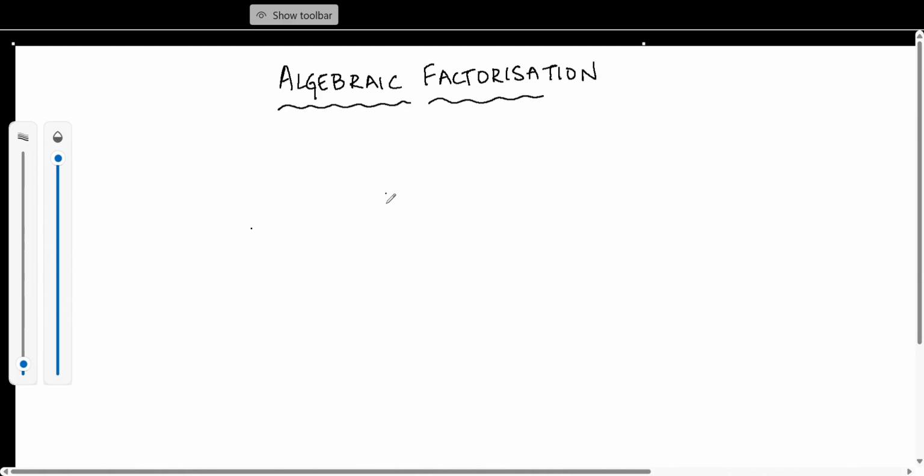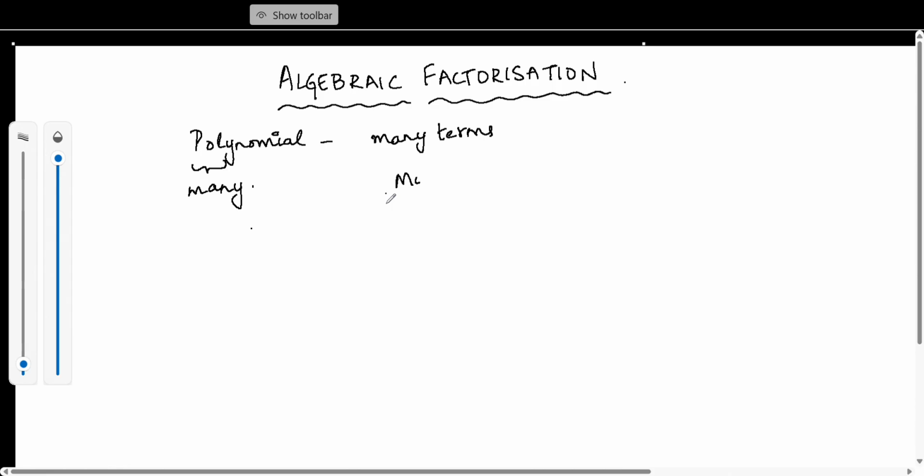In today's video, let us see how to do algebraic factorization. More specifically, factorizing a quadratic polynomial. Polynomial, we know, is an expression with many terms. Poly means many.